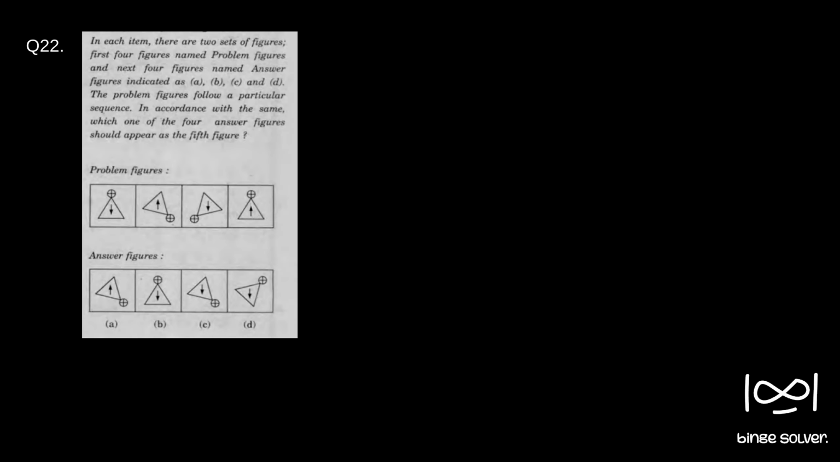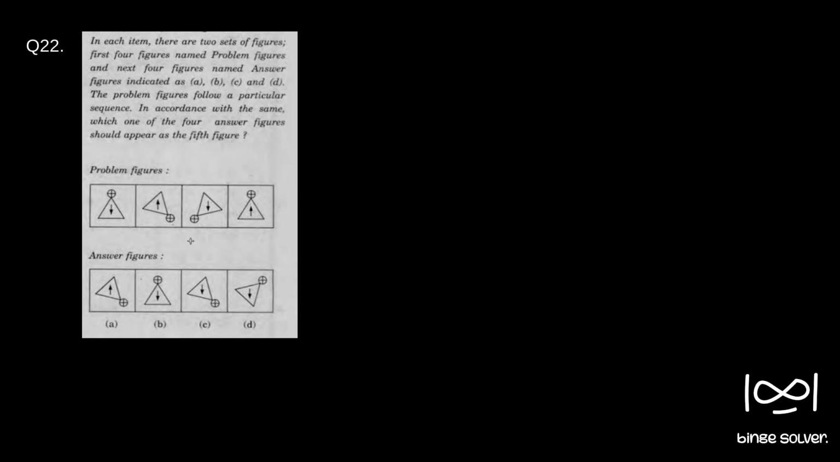Next question, question 22. In each item, there are two sets of figures. The first 4 figures are named problem figures and the next 4 figures are named answer figures, indicated as A, B, C and D. Problem figures follow a particular sequence. In accordance with the same, which of the 4 answer figures should appear as the fifth figure?